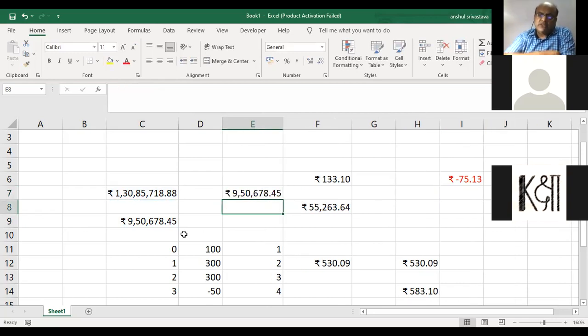So 9,50,678 rupees in today's purchasing power. Just by saving 10 rupees a day. Not bad, no?